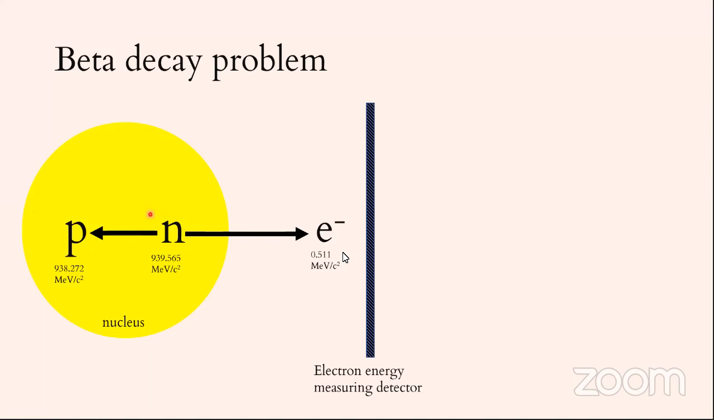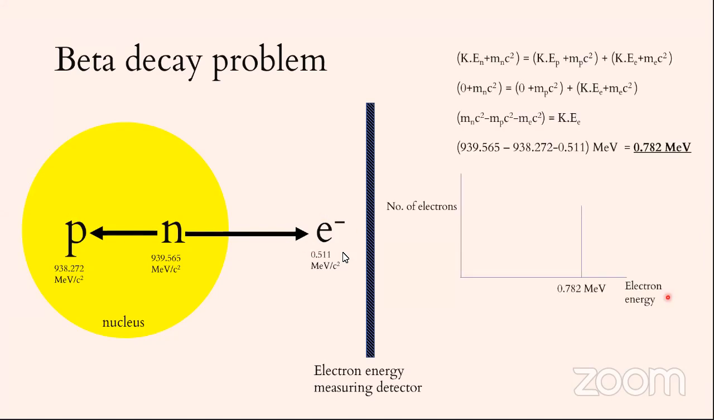So, in a beta decay problem, this is what happens. You can apply the law of conservation of energy and try to calculate what the energy of the electron emitted in the beta decay will be. The law of conservation of energy tells you that the energy before the reaction equals the energy after the reaction. So the energy before is just the energy of the neutron, and after it will be the sum of the energy of the proton and the electron. So here is a small calculation that I've done. Do it yourself, and you will find the energy of the electron that is emitted in this beta decay.